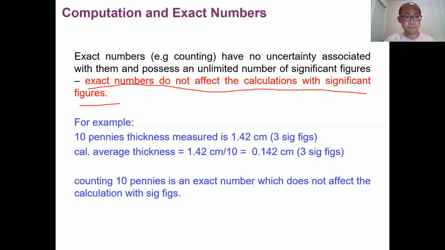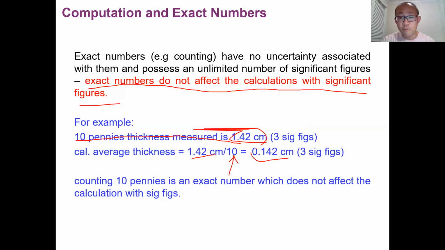Okay, for example, 10 pennies with a thickness of 1.42 centimeters. They ask you to calculate the average thickness of 1 penny. All you need is to use 1.42 divided by 10, because 10 pennies is this thick. Then divide by the number of pennies to get the average thickness of 1 penny. But because the 10 is an exact number because it's from counting, that number does not affect the sig fig calculation. So your original measurement is 3 sig figs because 1.42 has 3 sig figs.